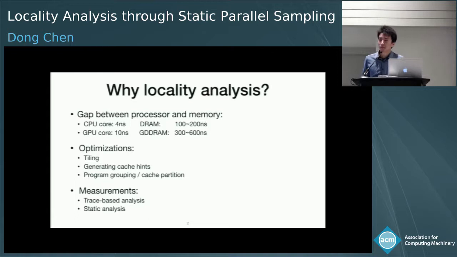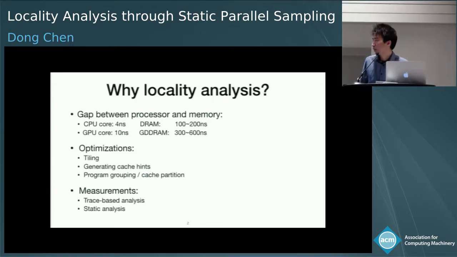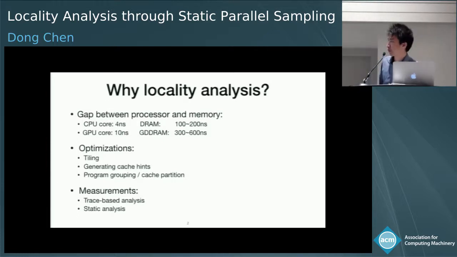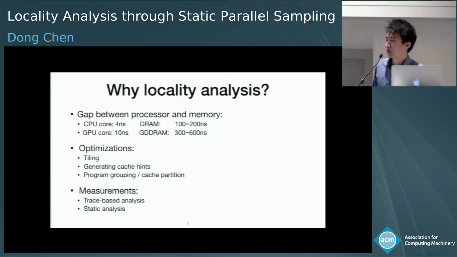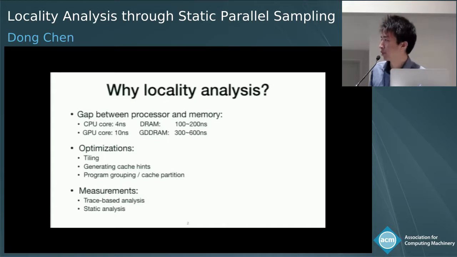Locality analysis is the measurement of distances for the reuses, and it is important as there is a mismatch between the latencies of memory accesses and arithmetic operations. On modern CPUs, memory access latency could be 50 times larger, and things are worse on GPU cores. To bridge this gap, a number of locality-centric optimizations are often performed by programmers, compilers, or runtime systems, such as tiling, generating cache hints, program grouping, or cache partition. To get these kinds of optimizations, locality measurements are needed.